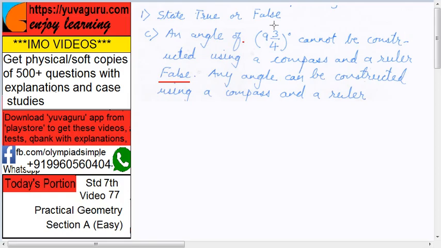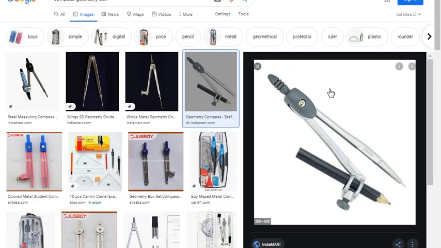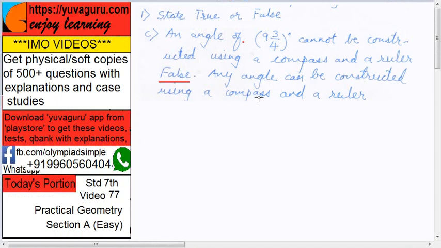Next, an angle of 9 3/4 degrees means 9 is integer and 3/4 is a fraction. This is a mixed fraction. 9 3/4 degrees cannot be constructed using a compass and a ruler. See, this is known as a compass, which we use in geometry box. Here, there is no angle in the world which cannot be drawn by using the compass and a ruler.